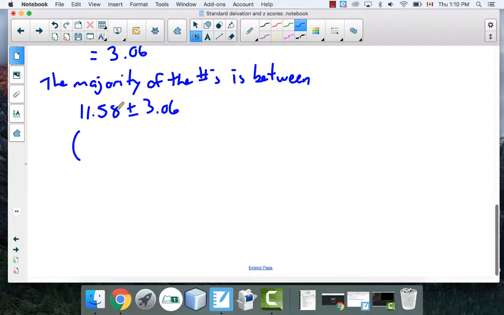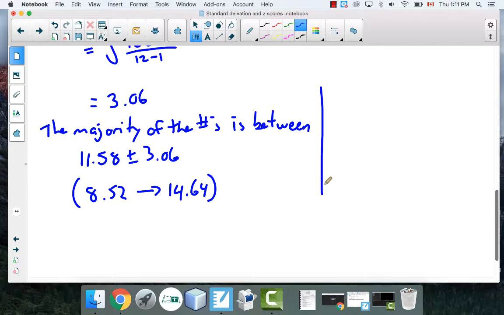If you go 11.58 minus 3.06, the lowest value is 8.52. And the highest value, when you add those, is 14.64. So that's basically what this number tells me, that the majority of my numbers fall between 8.52 and 14.64. Now, some of them are not in this category. Obviously, things like data point 5 is less than it, right? But the majority fit inside this range. That's what standard deviation tells me.